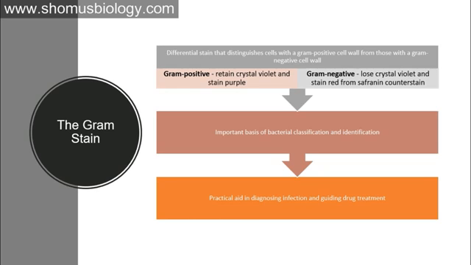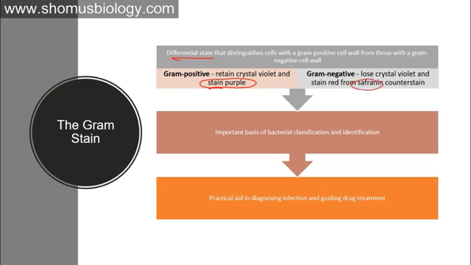Now the question is why and how we are calling them gram-positive and gram-negative. It has nothing to do with the decimal system of gram, kilogram here. It's all about the name of the researcher who developed the staining method that helps us distinguish between gram-positive and gram-negative bacterial cells. So it's a differential stain that distinguishes cells with gram-positive and gram-negative cell walls. Gram-positive cells retain crystal violet and stain purple, while gram-negative cells lose the crystal violet because they don't have the thick peptidoglycan layer, and they get stained by the red safranin color.